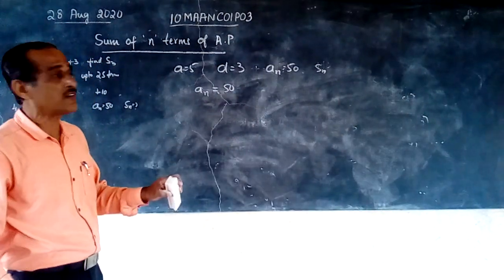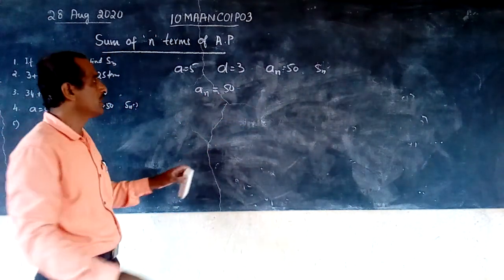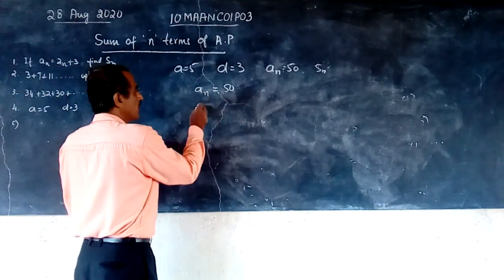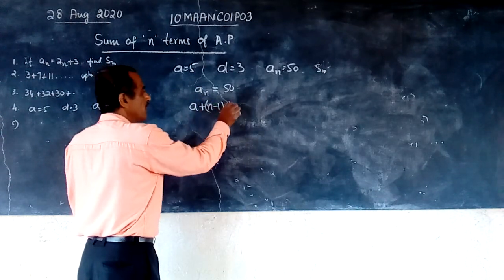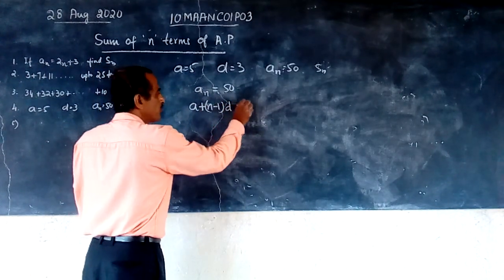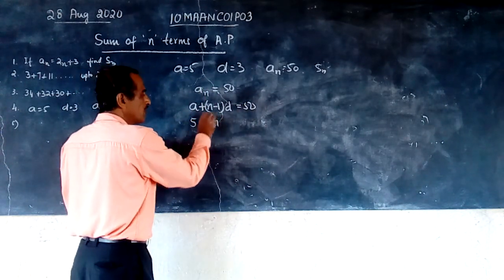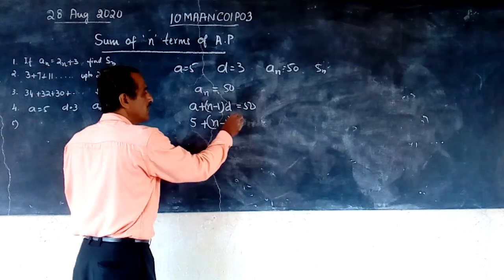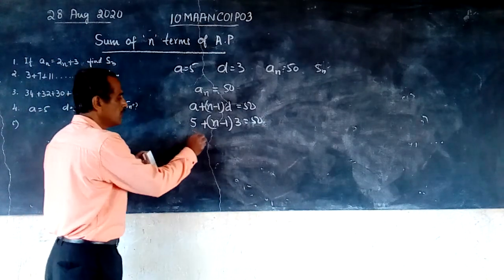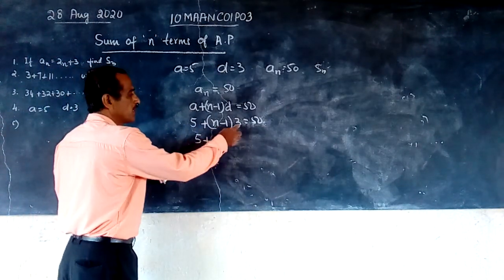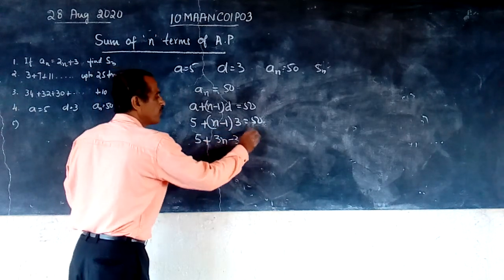How many terms are there is not given. The last term an is given, but how many terms are there? It's very important, that's required for us. an is equal to a plus n minus 1 d, and an is given as 50. Supply the values: a is equal to 5, it's given. n we don't know, we have to calculate. d is given, it is 3. So 5 plus 3 into n minus 1 is equal to 50. 3 into n is 3n, minus 1 into 3 is minus 3, is equal to 50.